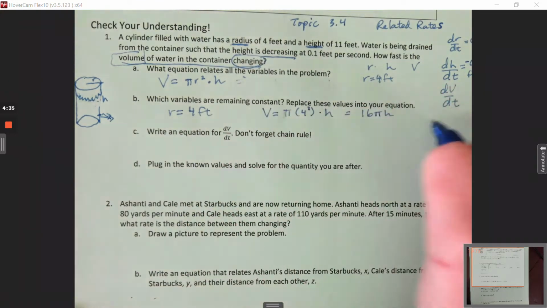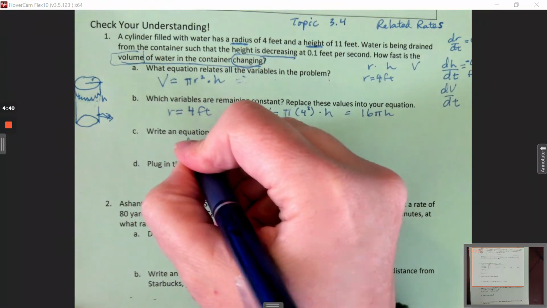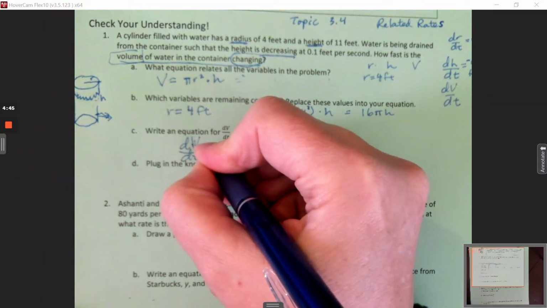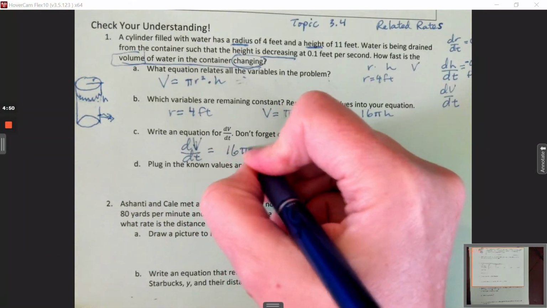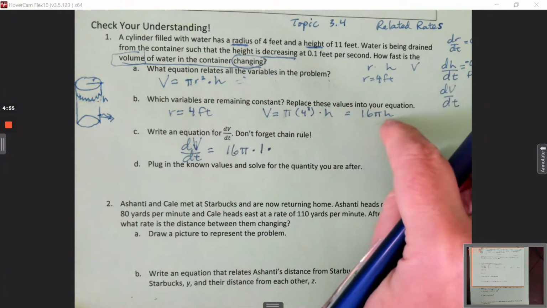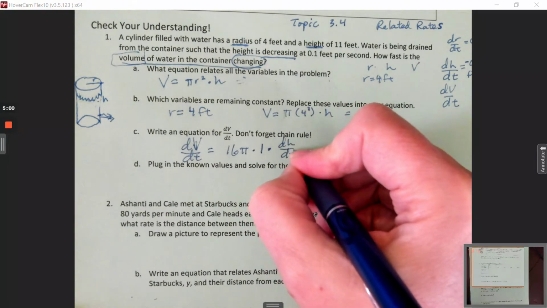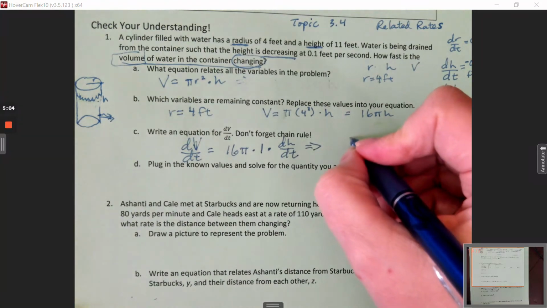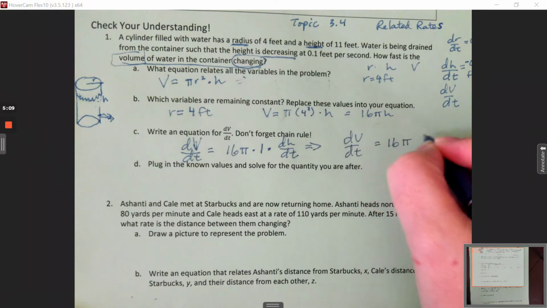So we're going to go ahead and take the derivative with respect to time. dV/dt equals 16 pi times the derivative of h, which is just going to be 1. But the derivative of h is actually dh/dt. That's the chain rule part they were talking about. So I've got dV/dt equals 16 pi dh/dt.